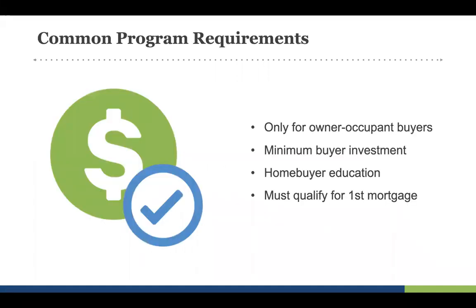It's also important to note that all of these programs share some basic universal requirements. For example, they are only for owner-occupant buyers. These are not for vacation homes or investment properties, although in some markets, the assistance may be available to buyers of 2 to 4 unit properties as long as they will occupy one of the units. They all still require some minimal investment from the buyer to keep a little skin in the game, right? So this can range anywhere from $500 to $1,000 or maybe more, but just remember that these buyers are also investing time in the homebuyer education process as well.